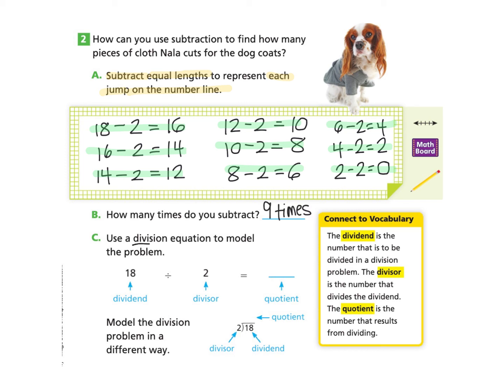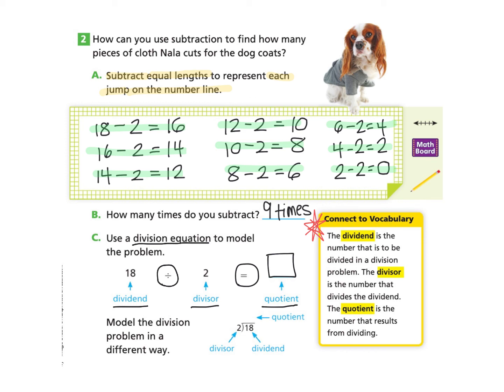Use a division equation to model the problem. And then they have provided the number 18 with the word dividend underneath and a division sign, along with the number 2 as the divisor, an equal sign, and then a blank space right here with the word quotient. So we need to take a look at the vocabulary to make sure we understand these math words.